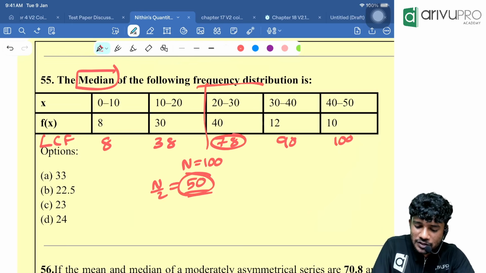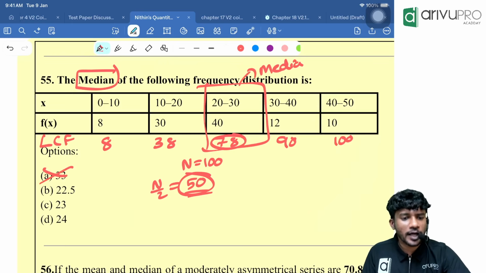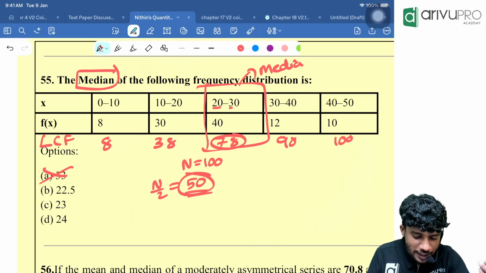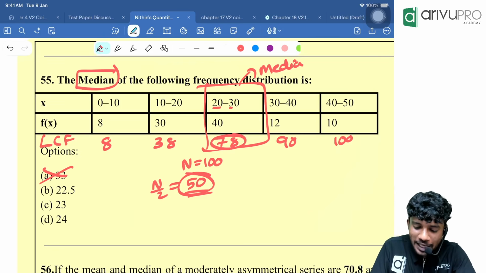78. So this is our median class. Now if you ask me, option A is anyway wrong. Why? Because 33 is not in between 20 and 30. So option A is anyway wrong. No matter what, it is wrong. Now people, how to find median?